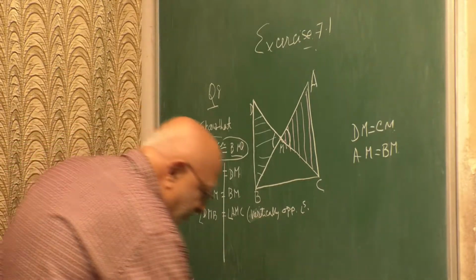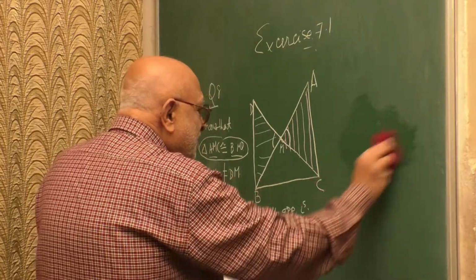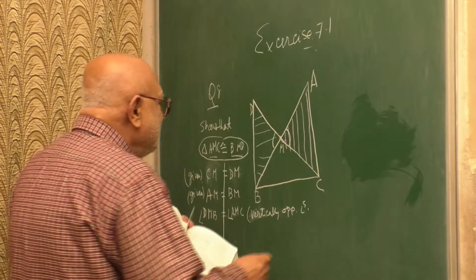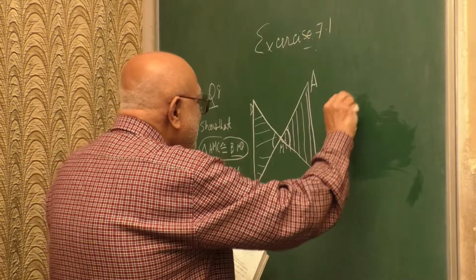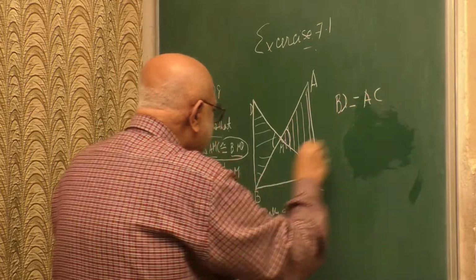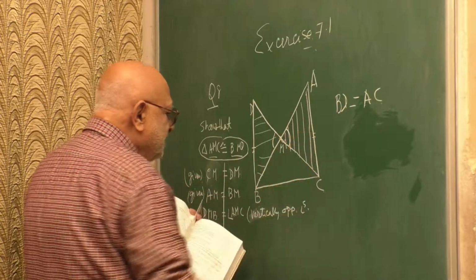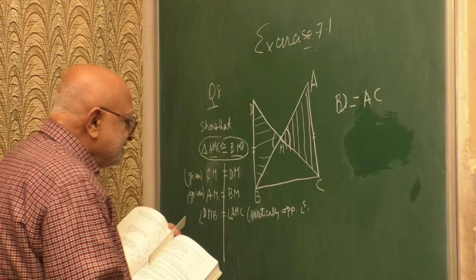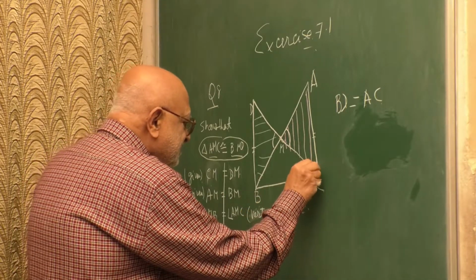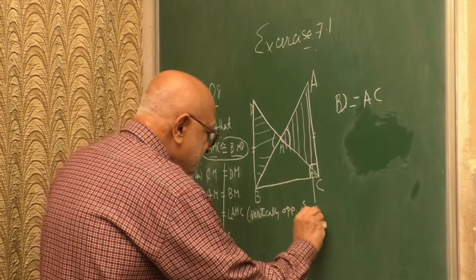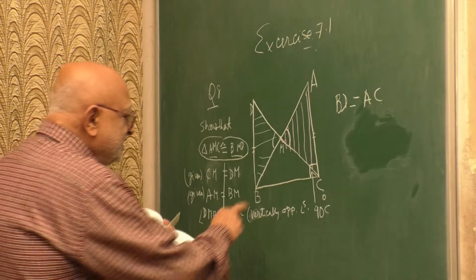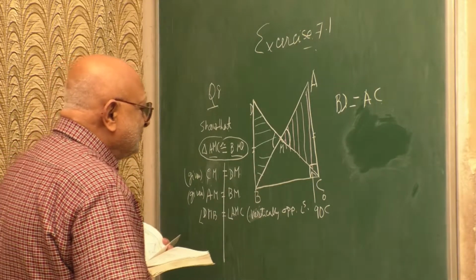So what do I get out of this? I need to not only prove this congruent, but I must take certain things from here. One of them is BD is equal to AC. That means this side and this side are equal. Also, it is said to prove DBC is a right angle. This angle is given as 90. Now, if this angle is 90, I have to prove this angle. So this is one of the things that I have to do.